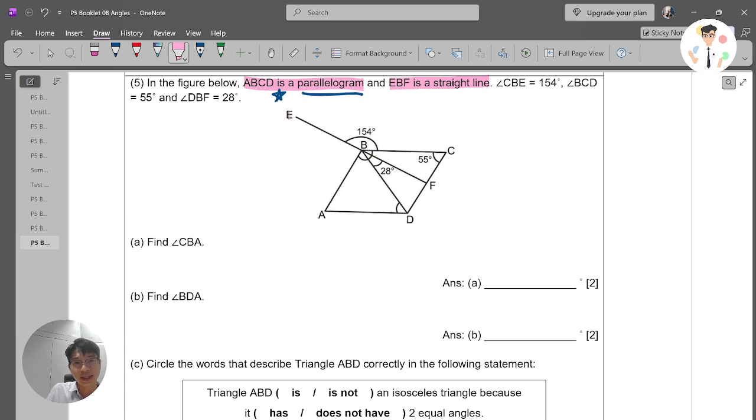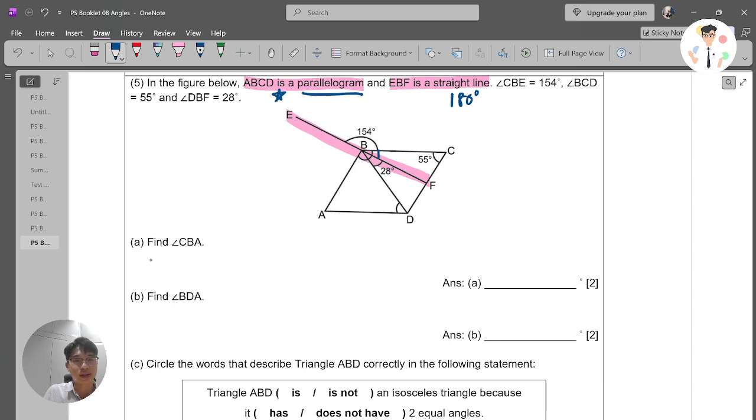So as you can see, EBF, this line is a straight line. And you know, because this is a straight line, I can somehow find out what is the angle on the other side here. Why? Because I know a straight line is what? 180 degrees. Okay? I'm not sure whether I need to find this or not, but we'll take a look on the side on it later. Okay? And CBE is 154, BCD is 55, DBF is 28 degrees.